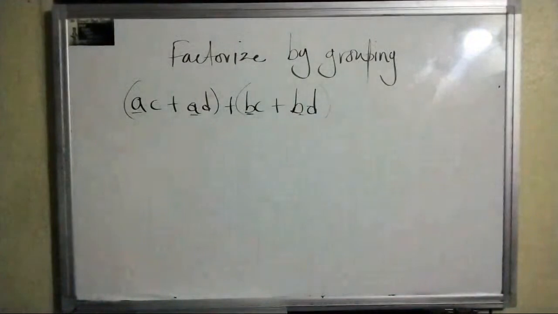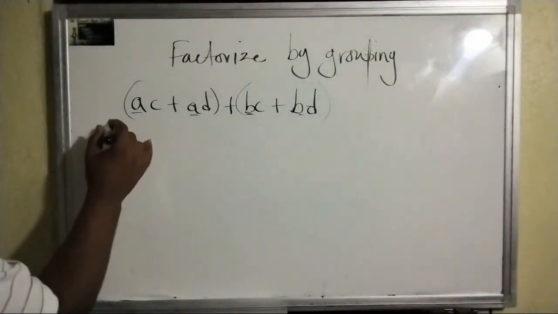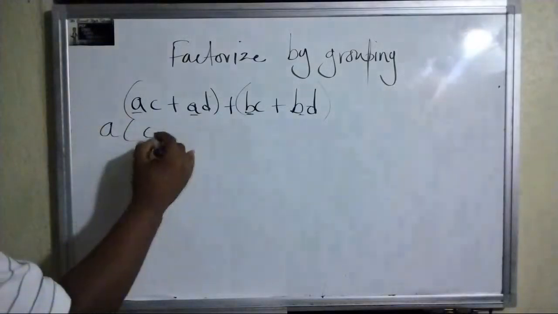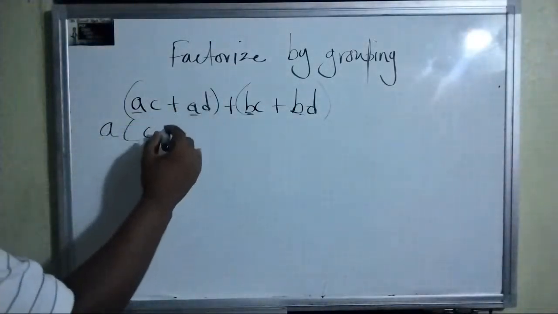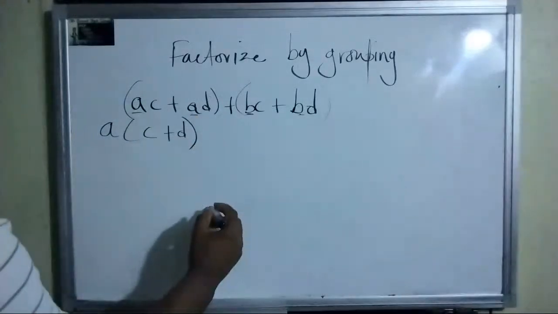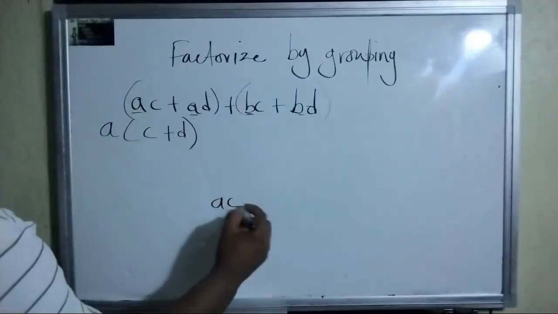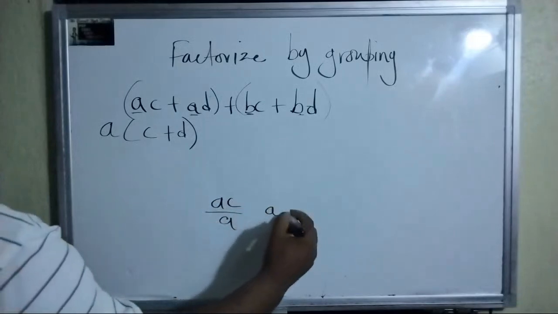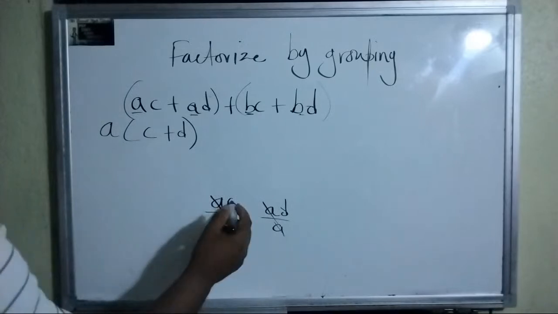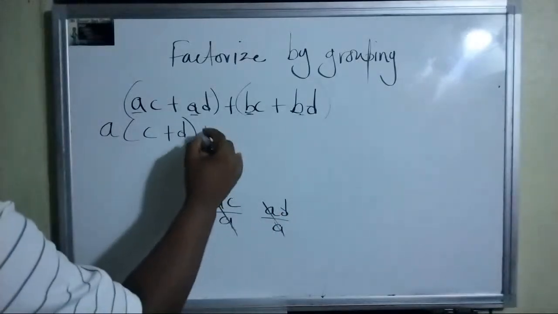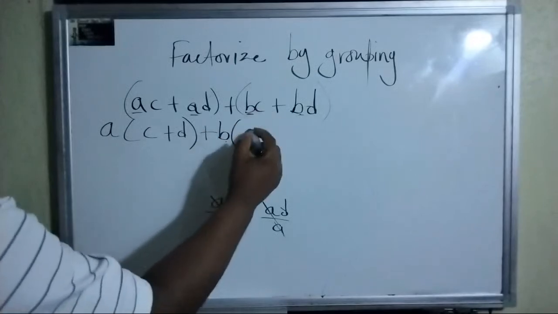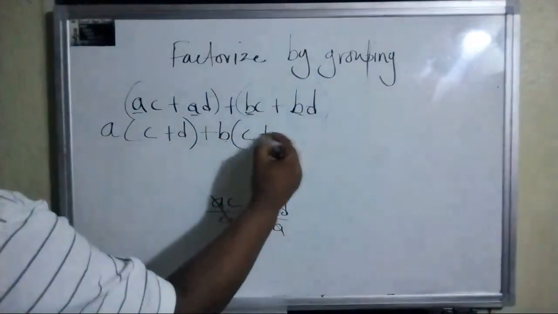Alright? So watch now. A is common, so we take out A. So A into AC leaves C. And A into AD leaves D. For those of you who might not know how to do that, let me show you. It's like you're saying AC divided by A and AD divided by A. So the A's cancel. So you have C and D. Alright? About the plus, what's common? B. We take it out and we divide. So B into BC leaves C, B into BD leaves D.